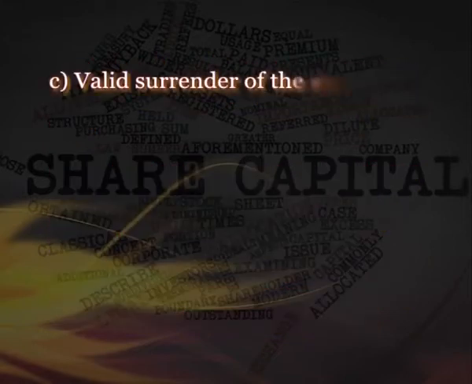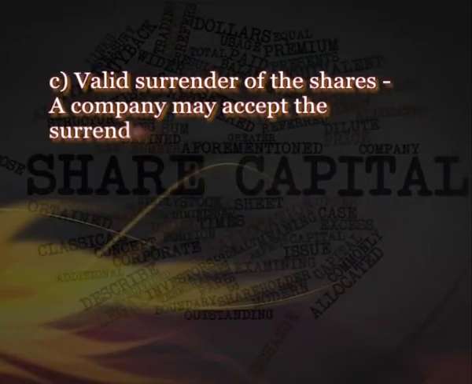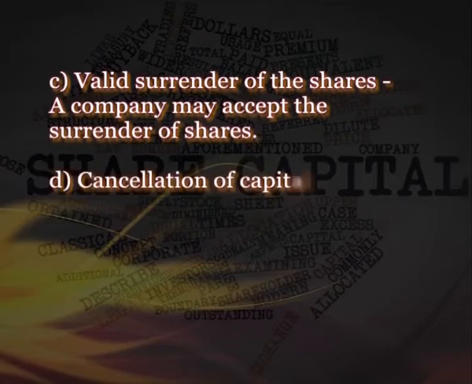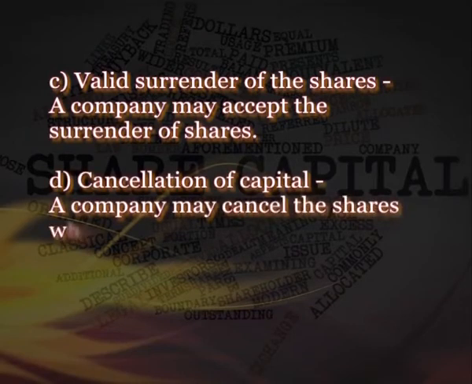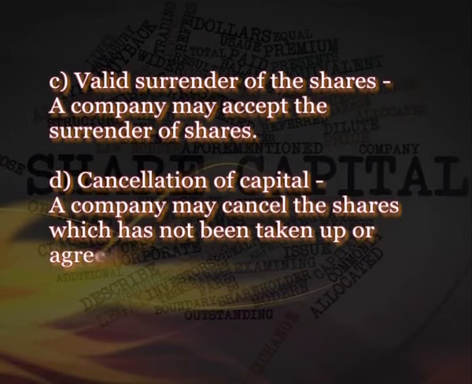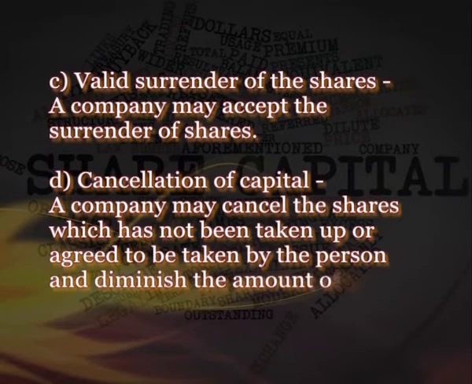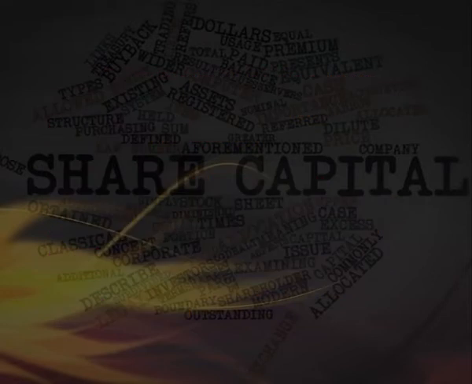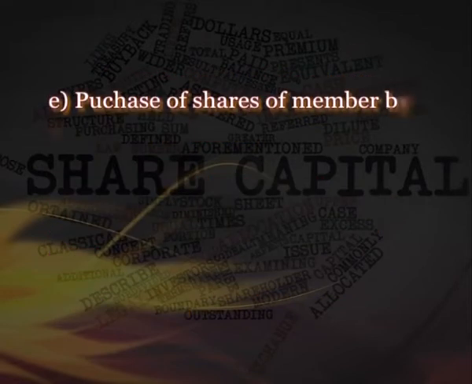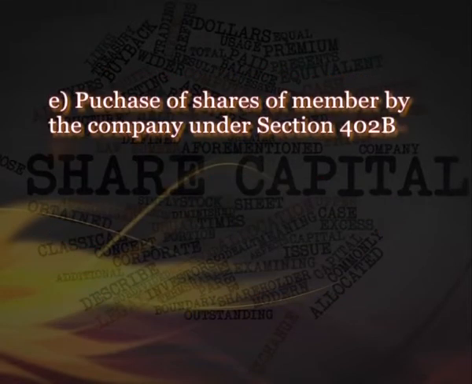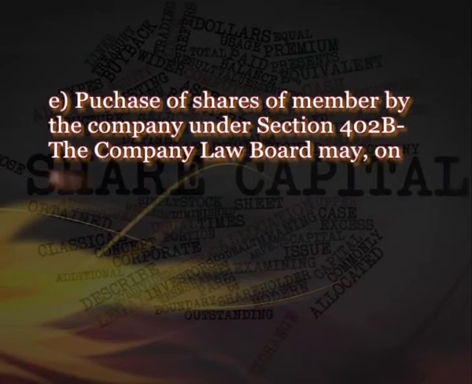C. Valid surrender of the shares. A company may accept the surrender of shares. D. Cancellation of capital. A company may cancel the shares which have not been taken up or agreed to be taken by any person and diminish the amount of its share capital. E. Purchase of shares of members by the company under section 402B.